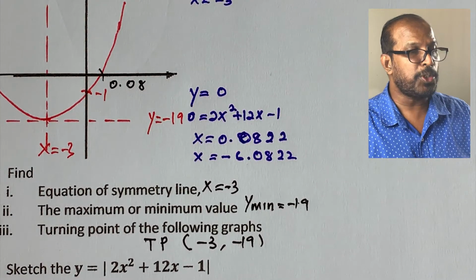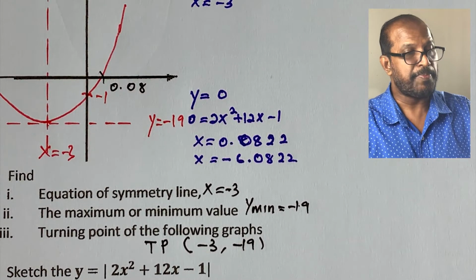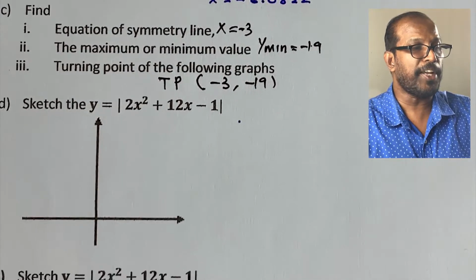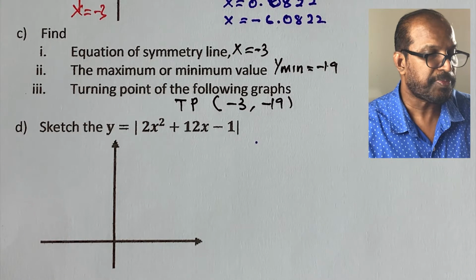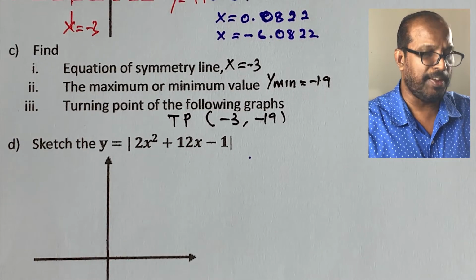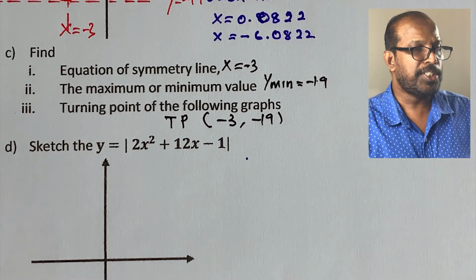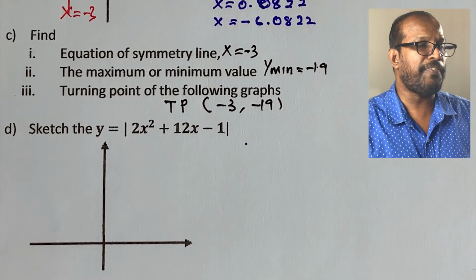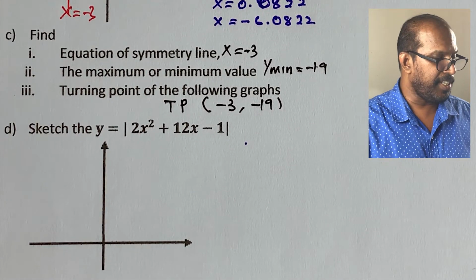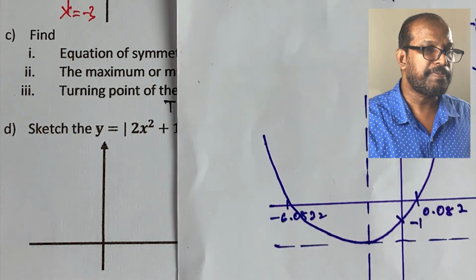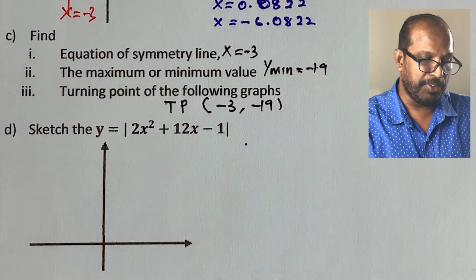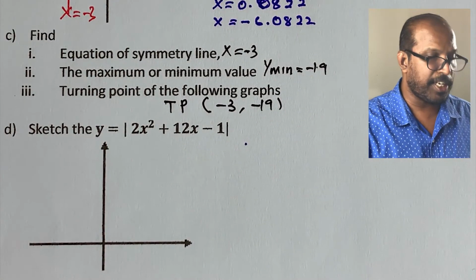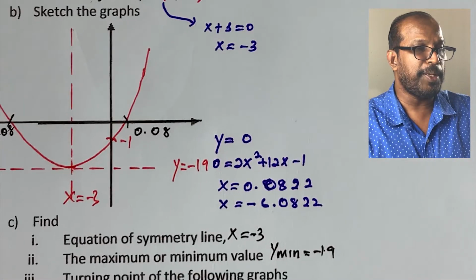Now we are moving on to section D. If you look at section D, this is the graph that we need to draw. When you want to draw this graph, first you need to see how the other graph looks. The other graph will look like this. I will give you the graph, how the quadratic graph will look like this.